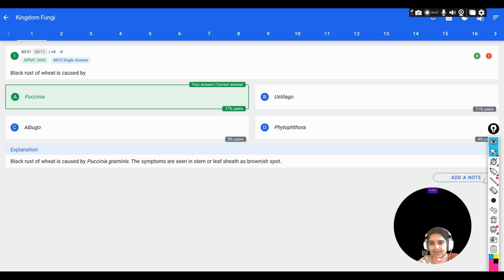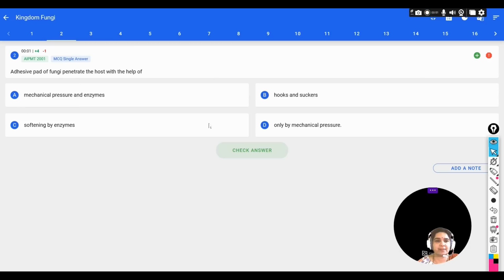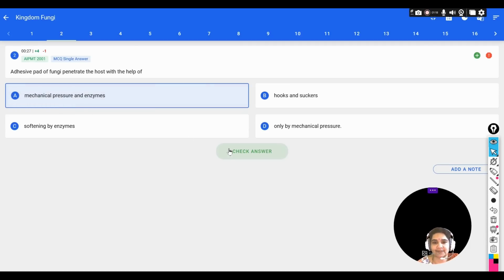Now let us go to the next question. See the question. Adhesive pad of the fungi penetrate the host with the help of, see the options: A, mechanical pressure and the enzymes, B, hooks and suckers, C, softening of the enzymes, D, only by the mechanical pressure. So the fungi usually penetrate the host with the help of the mechanical pressure and the enzymes.